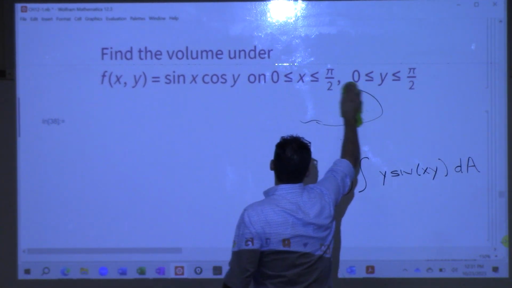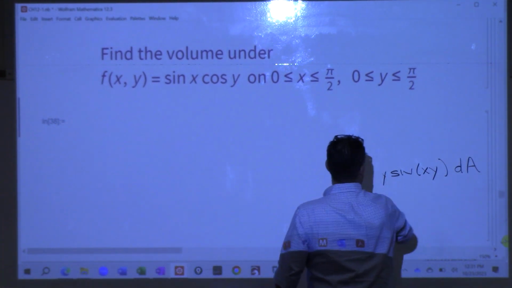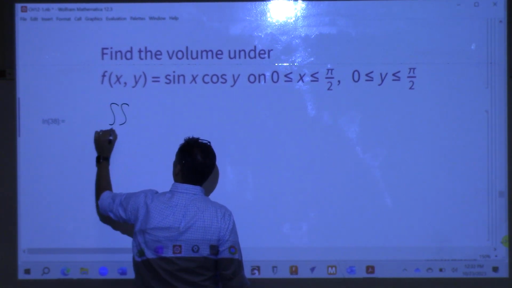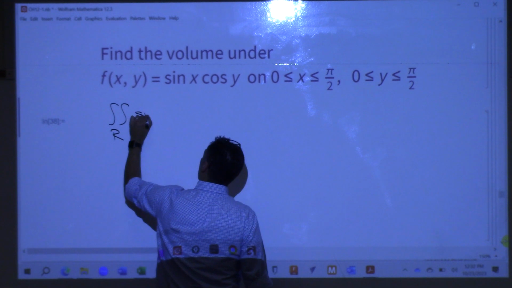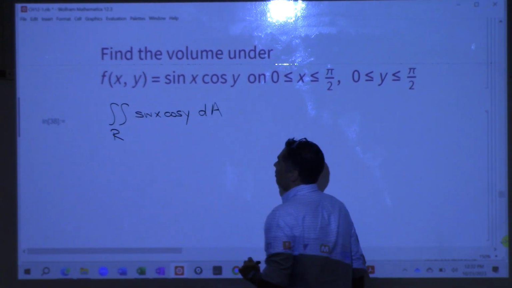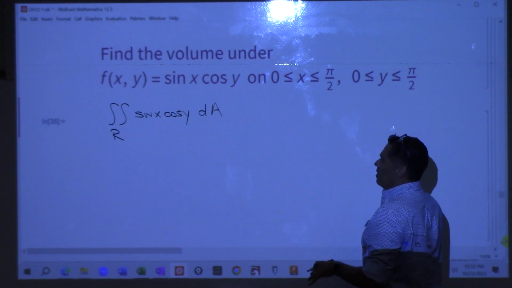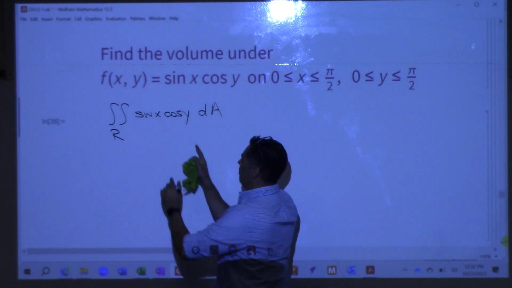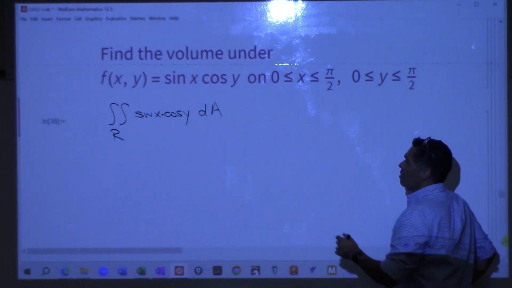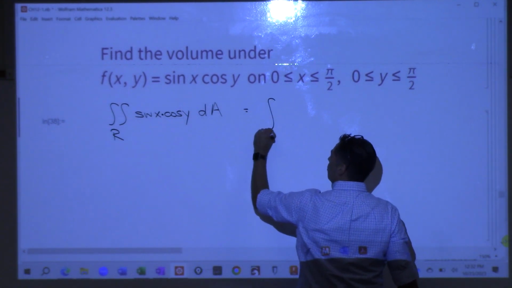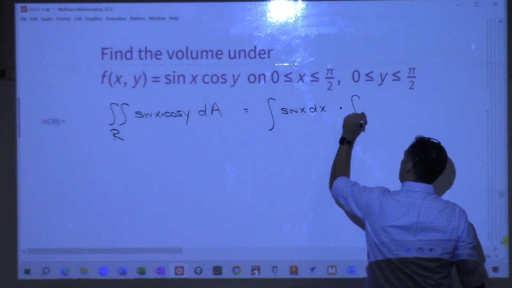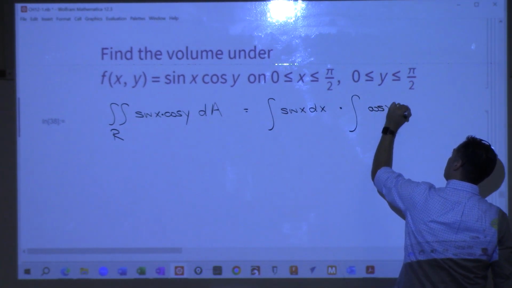I can do this one pretty quickly. So we're trying to find the volume. If we set this up, we go sine x cosine y dA, right? That's what we're going to do. Now, I see that I'm able to separate those with multiplication. So what I'm going to do is make this first an integral of sine x dx times the integral of cosine y dy, right?